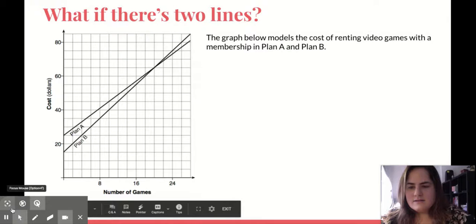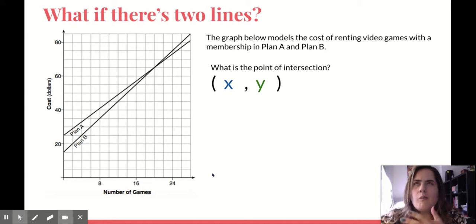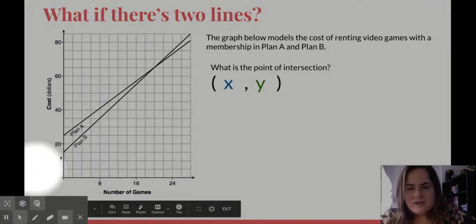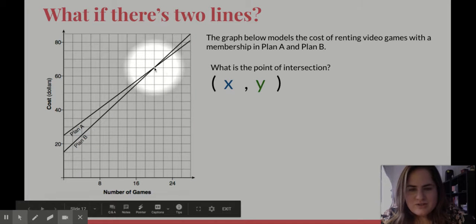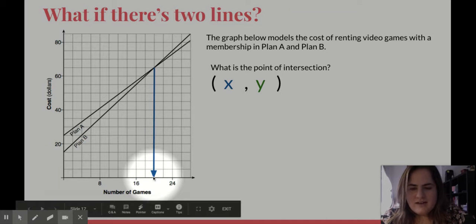All right, now let's answer some questions. What is the point of intersection? First of all, what does intersection mean? Feel free to Google it. The intersection is where the lines cross. So we go to see that point where they cross, which is right there, and I need an x and a y. Now to find the x, I just have to draw a line down to my x. Now let's see, we are missing a number here, but this is going by 2's. So 16, 18, what would the next one be? You said 20, you are correct.